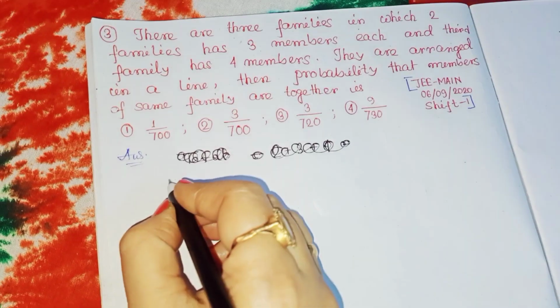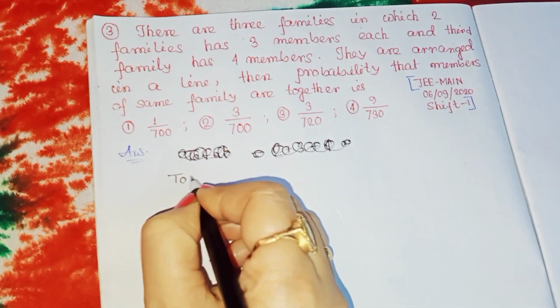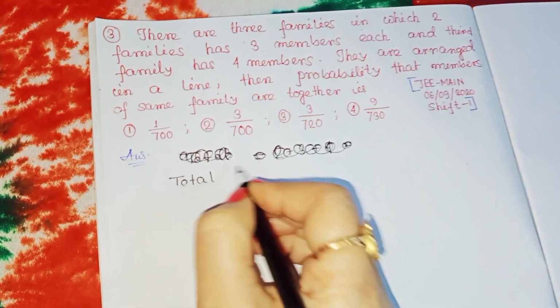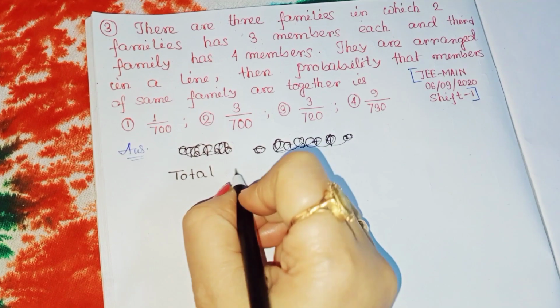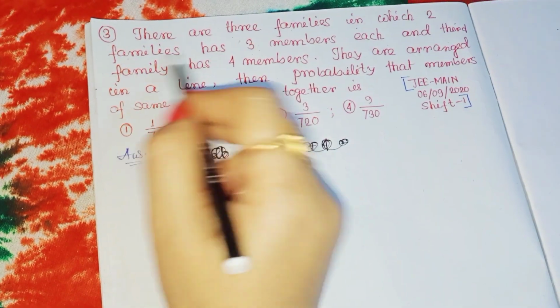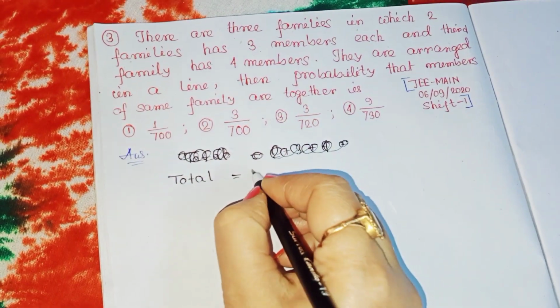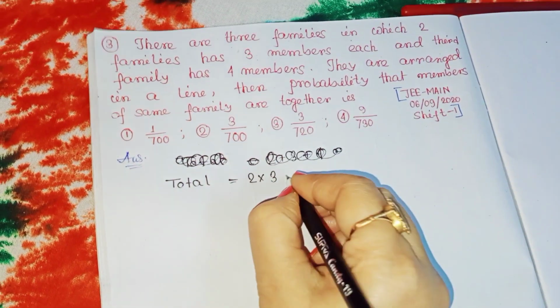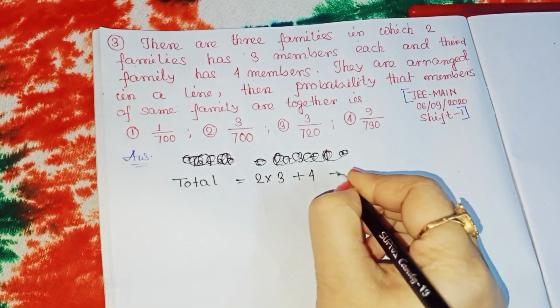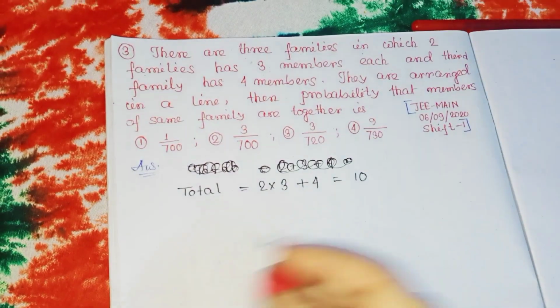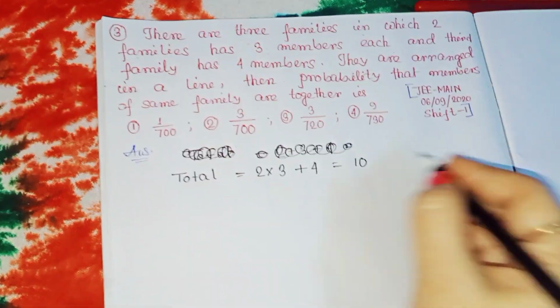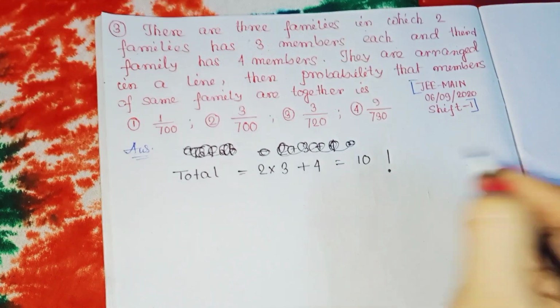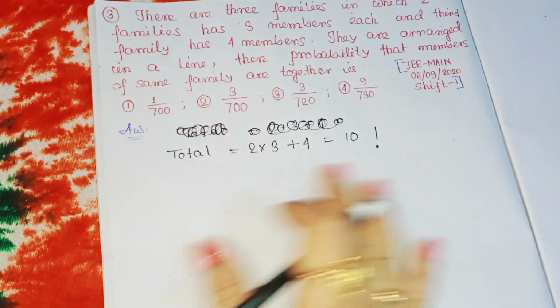At first we should write down the total number of members. So 2 families have 3 members, so 2 into 3, and the third family has 4 members. So the total number is 10 here, and we should take the factorial of this. So it is 10 factorial.